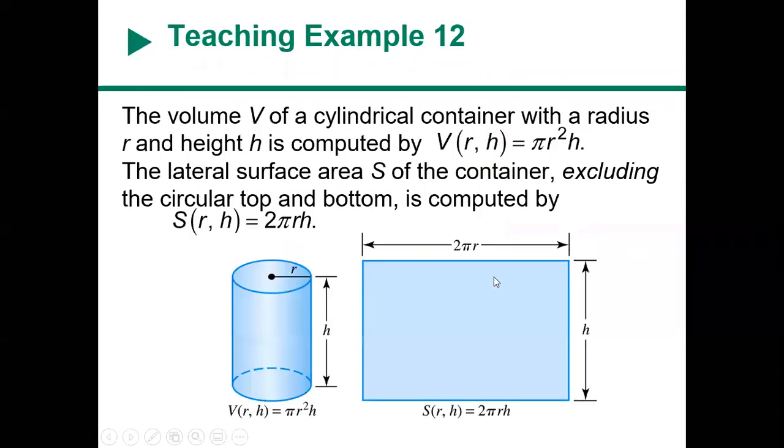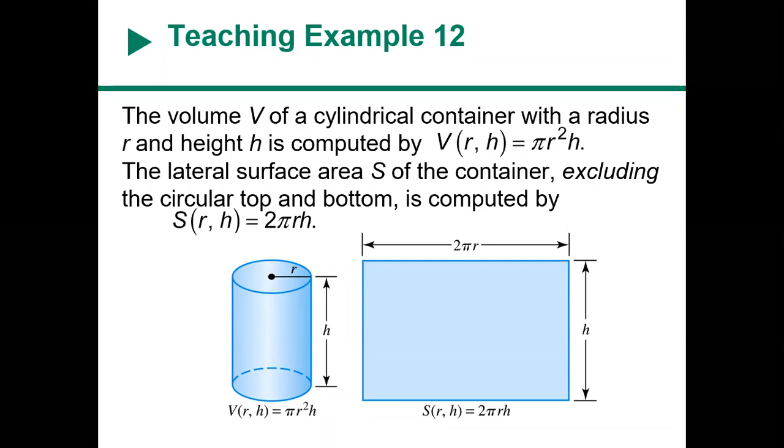And that's that. All right, next real world example, volume. The volume V of a cylindrical container with a radius R and a height H is computed by V of R comma H equals pi R squared times H. The lateral surface area S of the container, excluding the circular top and bottom, is computed by 2 pi R H. So here are your two formulas for a cylinder, which we are all very familiar with.